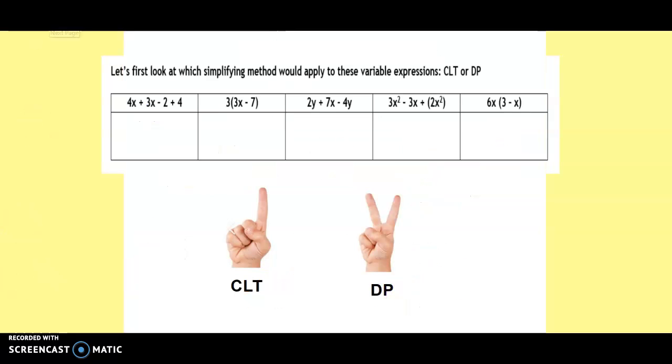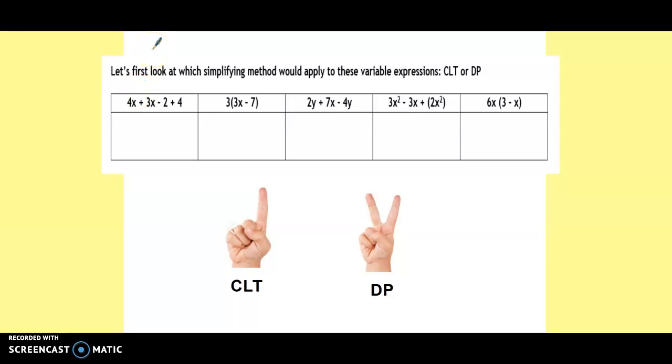All right, so let's take a look at simplifying methods. So which simplifying method would you apply to these variables, combining like terms or distributive property? So guys, if you're watching this video on your own, this is an interactive portion for our live instruction. But if we're looking at this first problem here, 4x plus 3x minus 2 plus 4, what I'm asking of you, and this is mimicked in your practice activity, is would you use the combining like terms or would you use the distributive property to simplify?